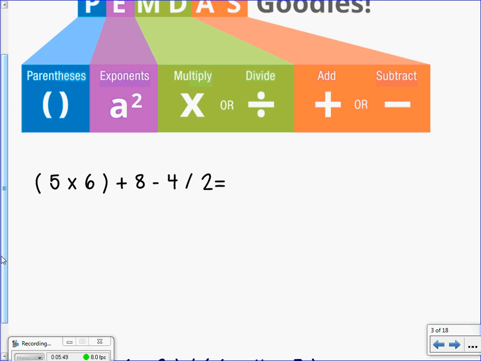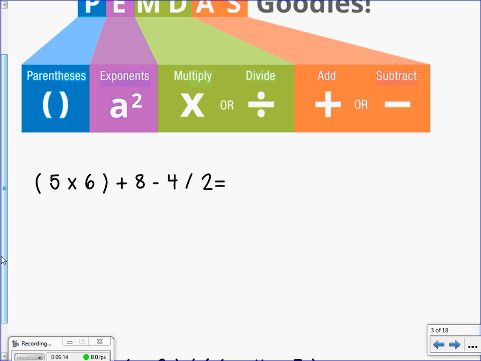Okay, so go ahead and copy this first problem down. So you have it all written down. Okay, so you have 5 times 6 in parentheses, plus 8, minus 4, divided by 2.